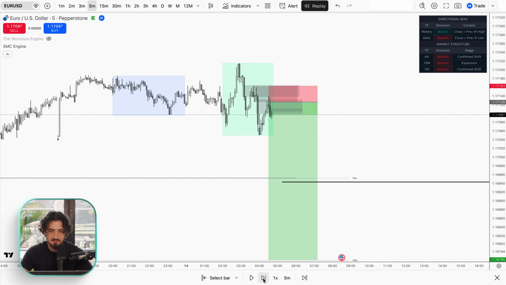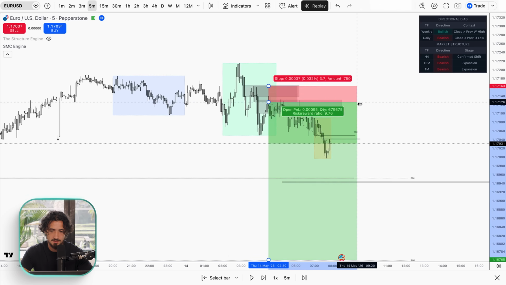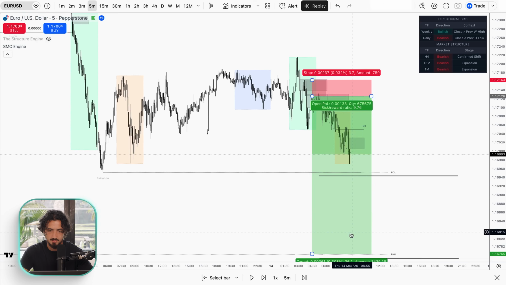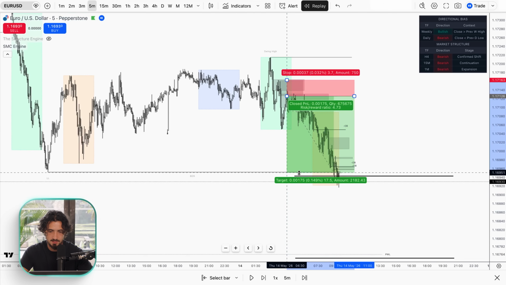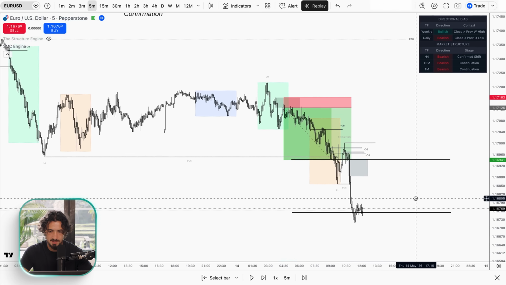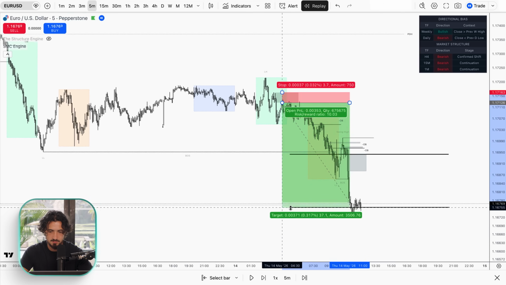Price comes back in, tags us in. We sit in this area for a while. Again, we just sit in this area for a while. It happens as well. New York session comes, we do get a bit of volatility toward our direction. And there's our first target hit. So now we've hit our first target. And then the second target also gets hit.